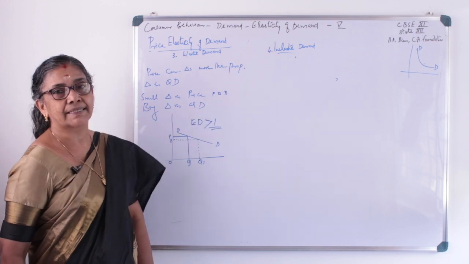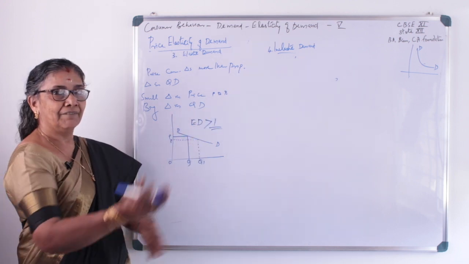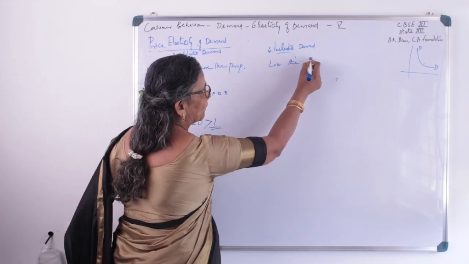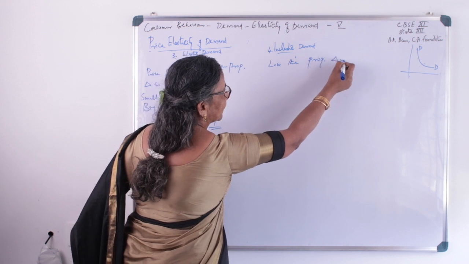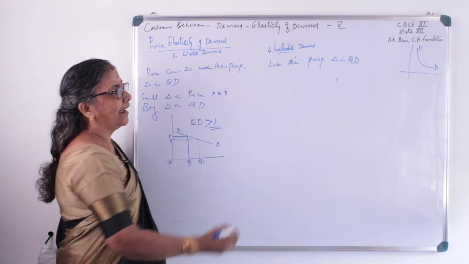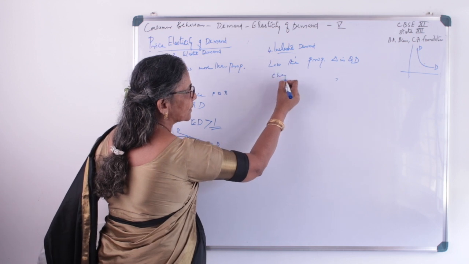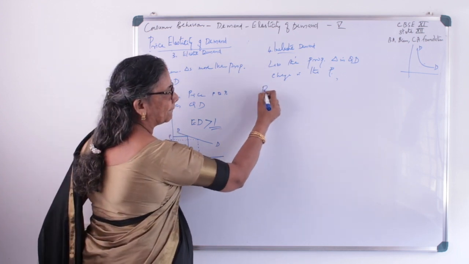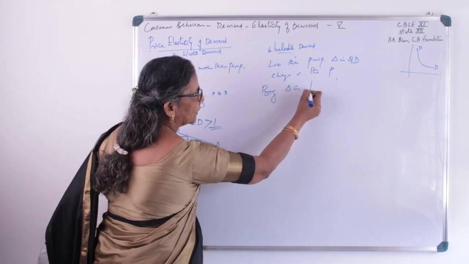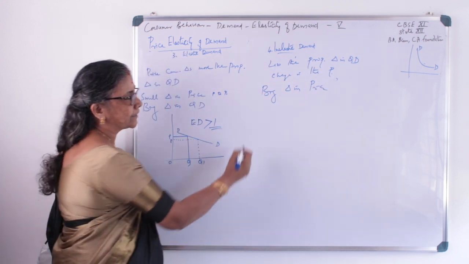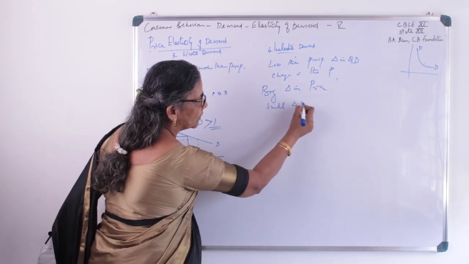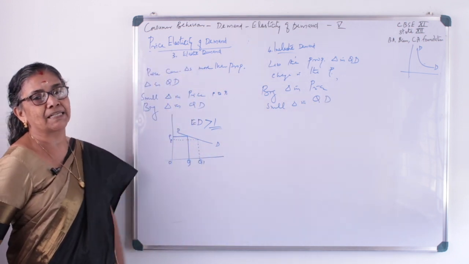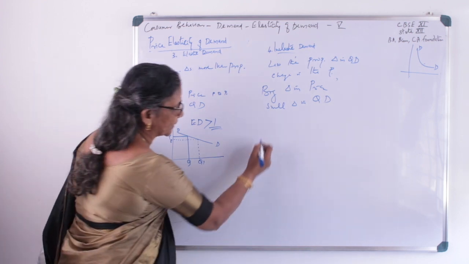Then move to the inelastic demand. Inelastic demand we can write in another way. There is less than proportionate change in quantity demanded as a result of change in the price of the product, or we can say a big change in price of a commodity leads to a small change in quantity demanded.